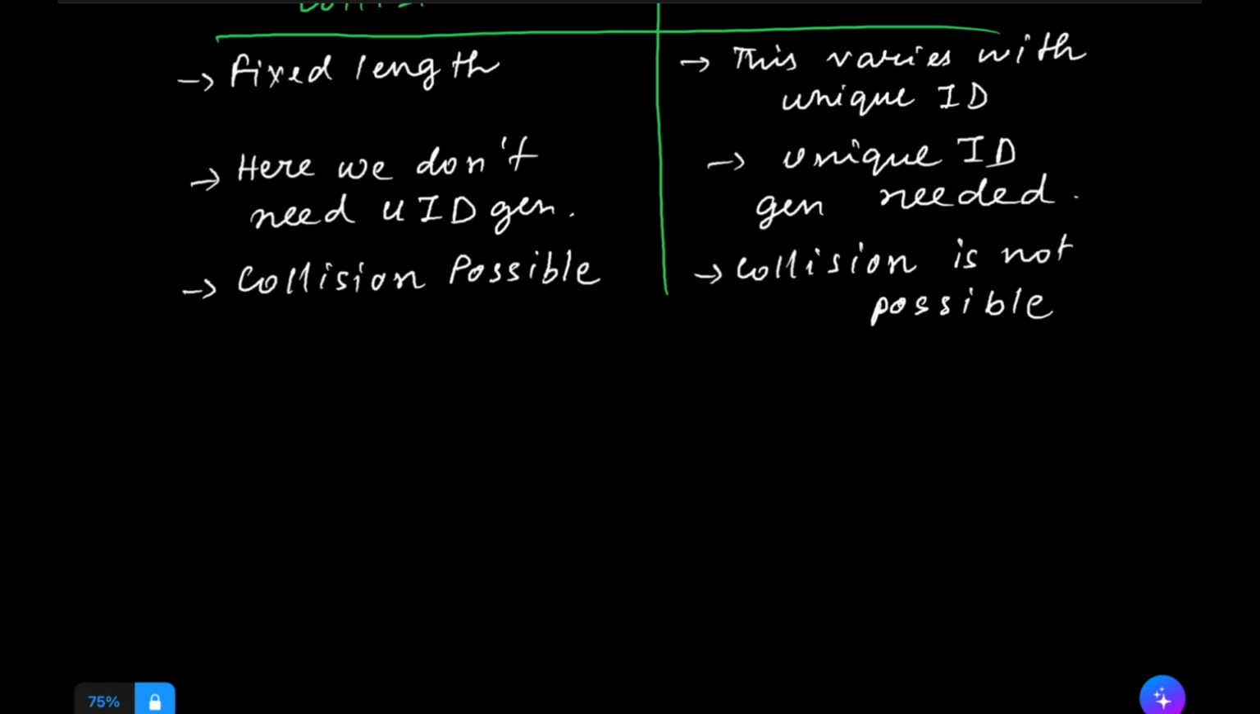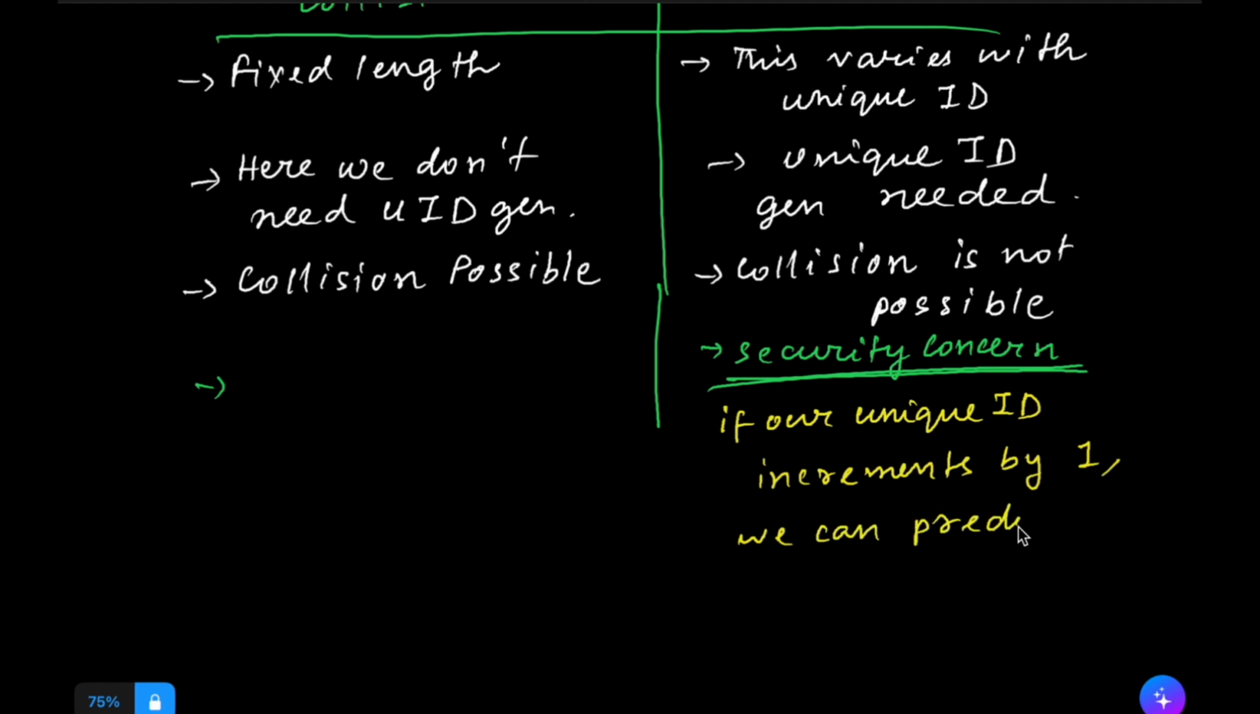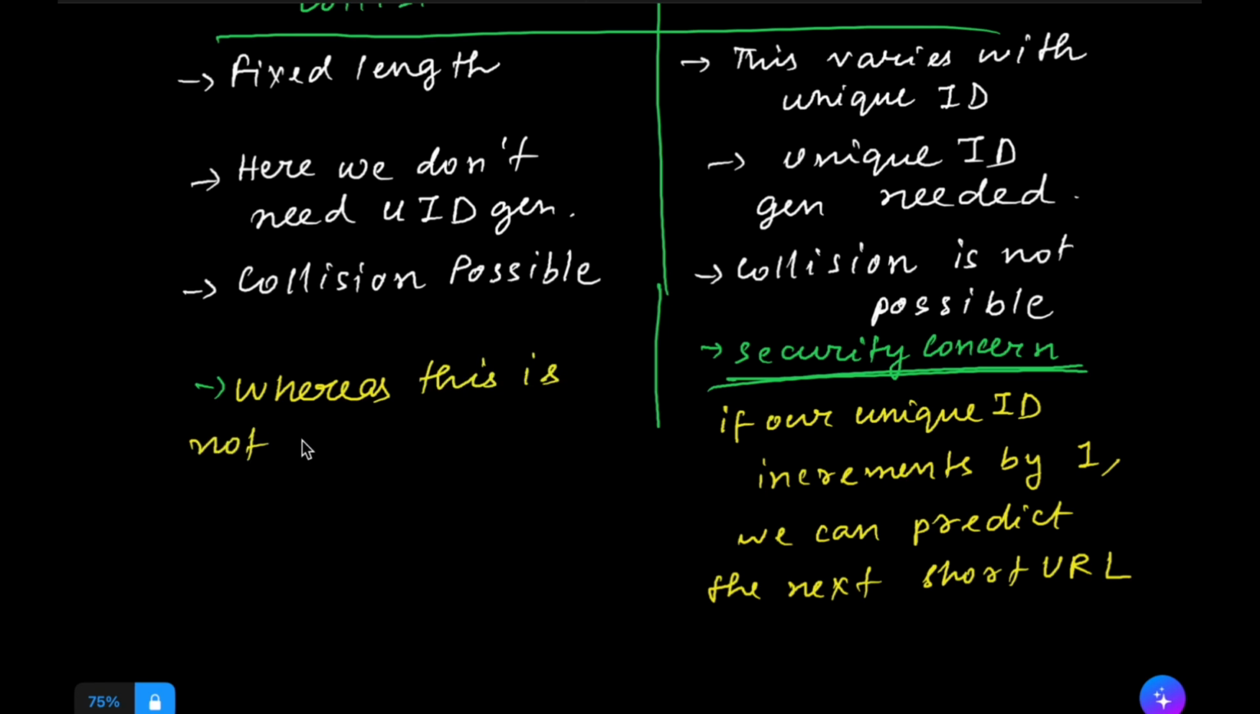And another thing is that there's a security concern here. What is the security concern? That also depends on our unique ID generator, but the main security concern here is if our unique ID increments by 1, we can predict the next short URL, right? Whereas with hashing this is not possible, it is not possible to predict the next short URL.